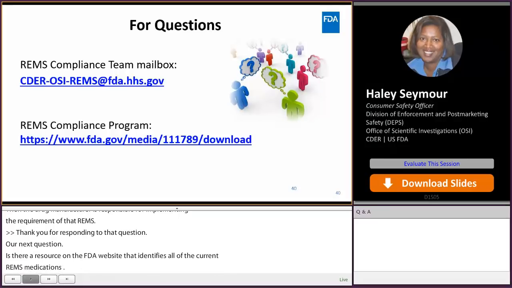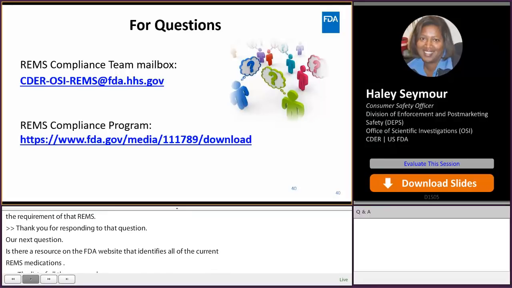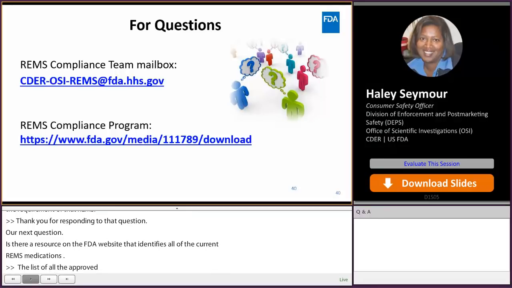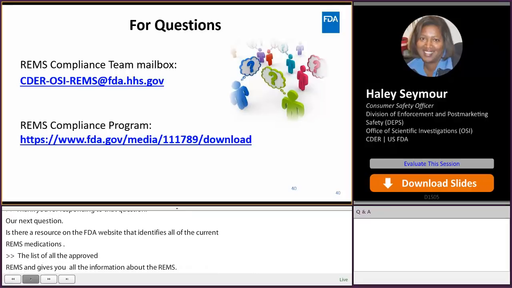It's a list of all the approved REMS, and it gives you all of the information about the REMS. It'll have the REMS document and all the attachments. You can find out everything that you could ever want about that REMS on the FDA REMS website.